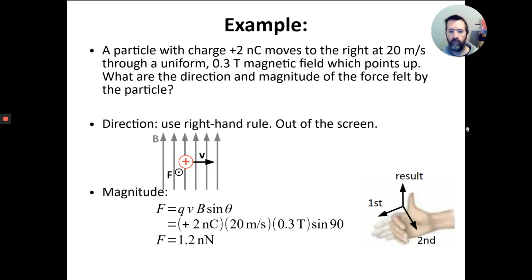So here's all of those results. I've got a diagram drawn for the direction part. Again, the velocity points to the right. The magnetic field points up. And the force points out of the screen.